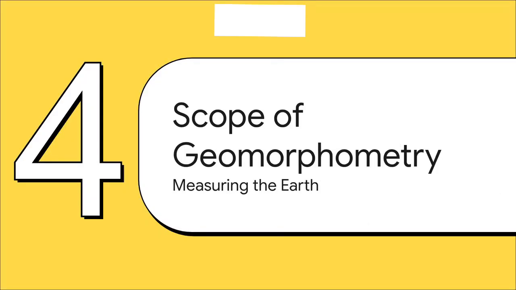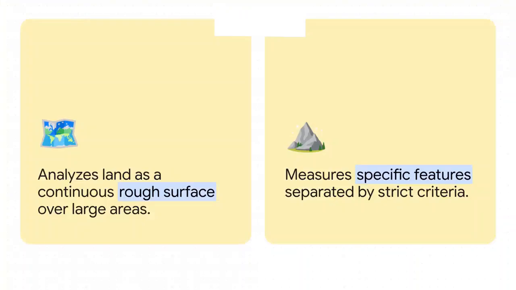Section 4. The scope of geomorphometry. Measuring the Earth's surface. Now, the scope of geomorphometry is generally divided into 2 main strategies. On one hand, we have general geomorphometry. This is used for mapping vast, continuous, rough surfaces, like entire drainage basins or mountain ranges, without really worrying about individual features.